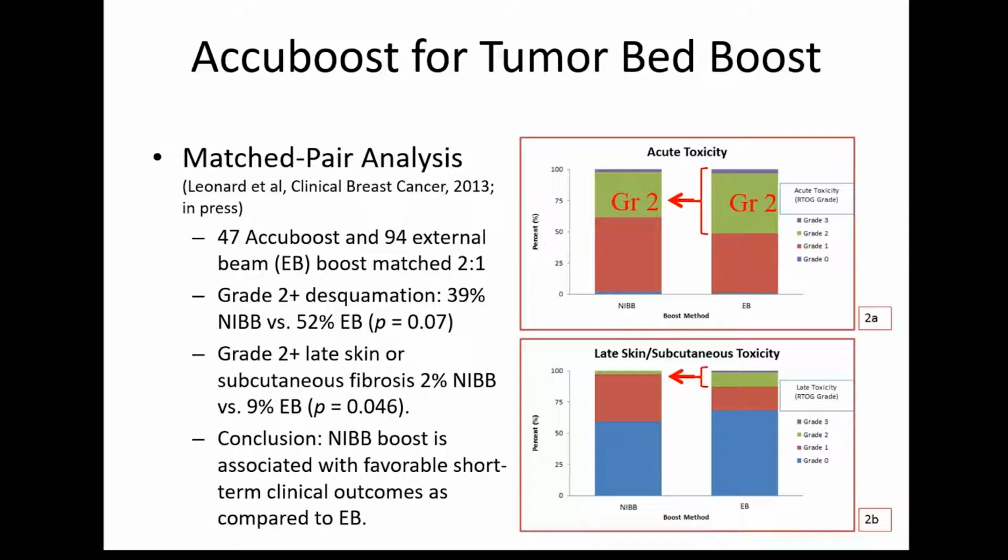And what this analysis showed is that AccuBoost significantly reduced grade 2 toxicity, both acutely and for the subcutaneous late toxicity. So really this was very much in line with what we predicted from the dosimetric modeling studies. Next slide.